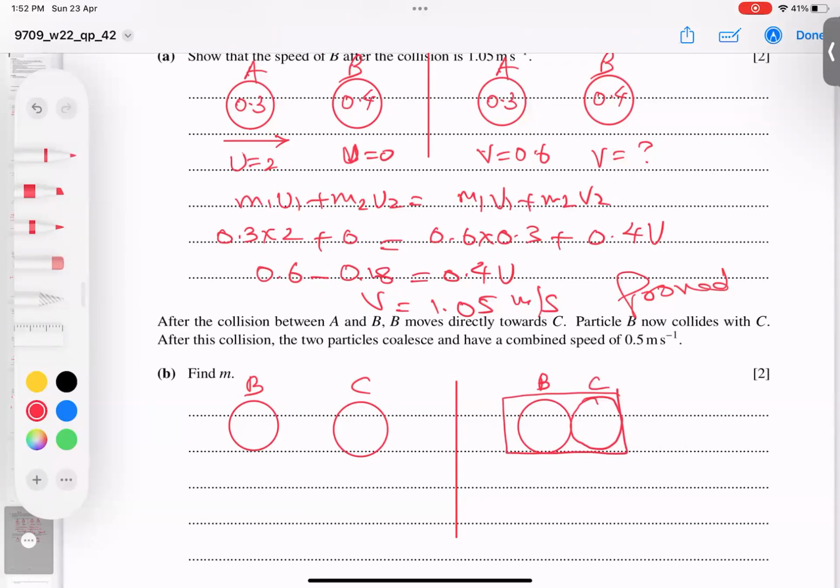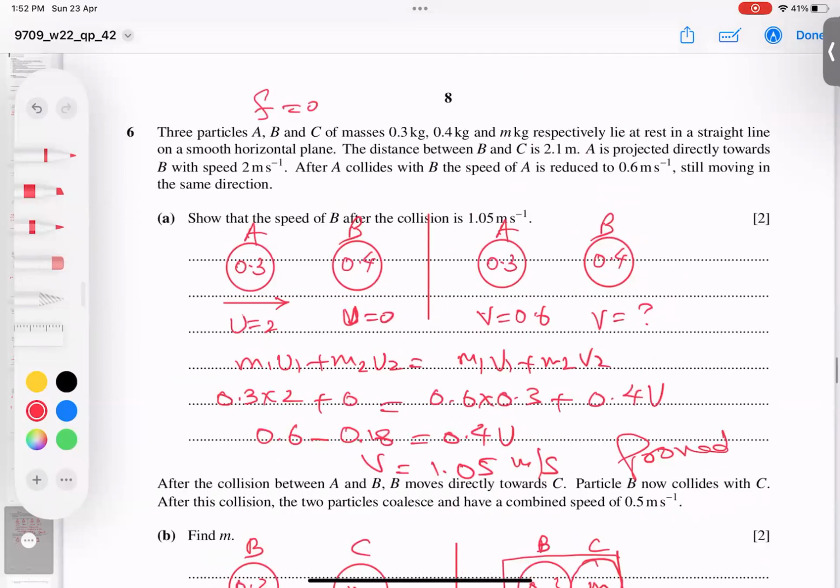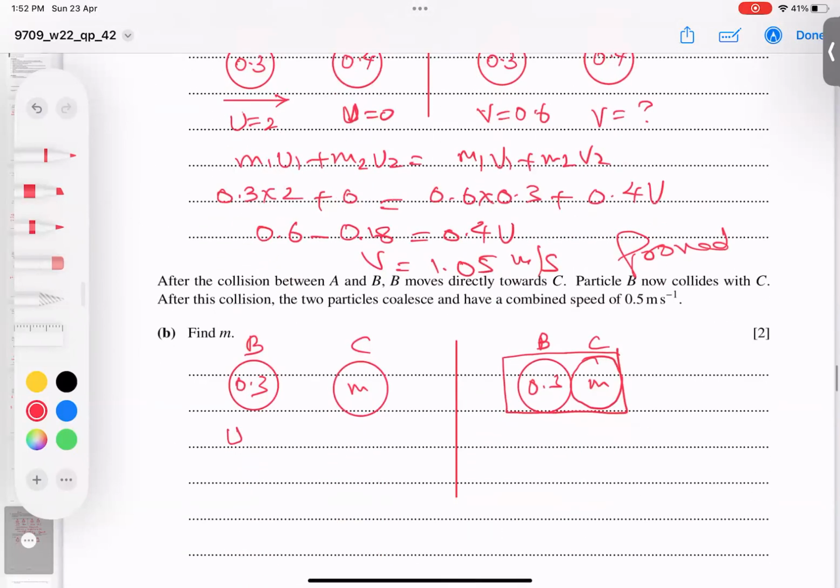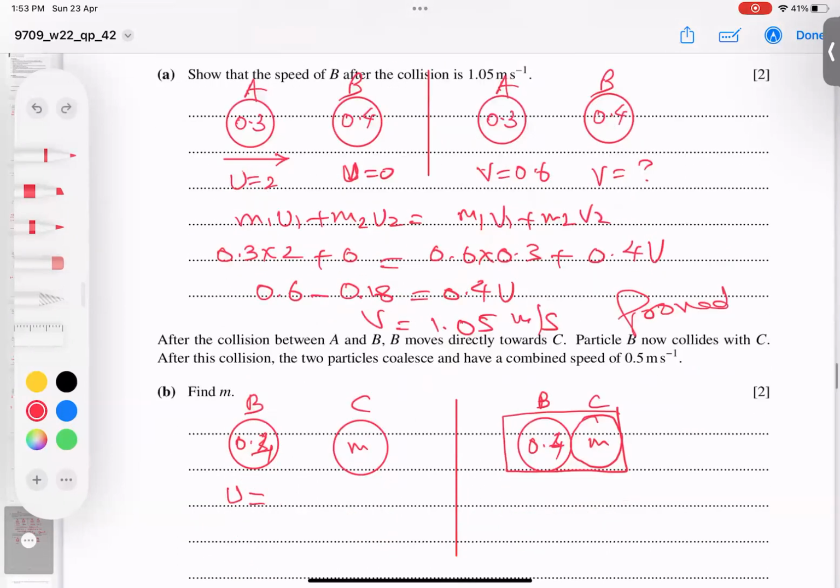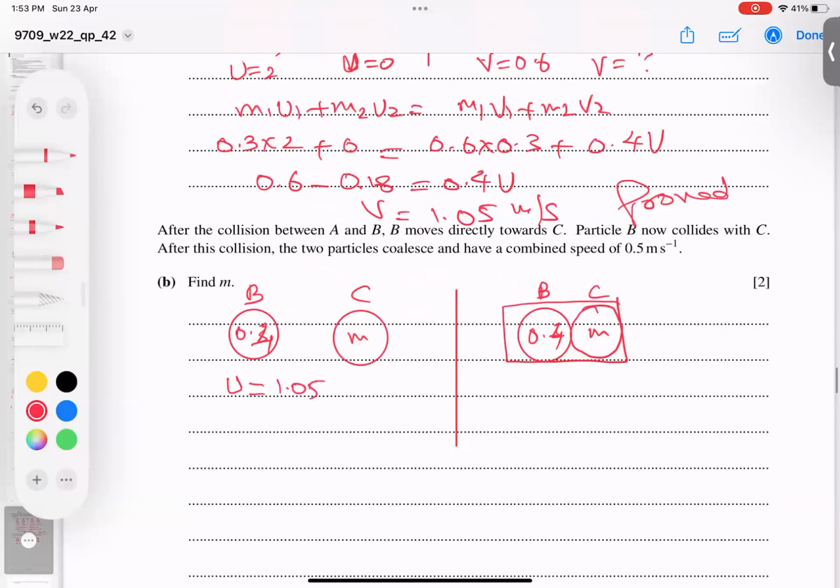And this velocity of B will behave as the starting velocity. This mass is 0.3, let me check. Yeah, no, sorry, 0.4. This is 0.4, and this is m mass. Further, you know that the starting speed of B after the collision is 1.05. So there's 1.05, whereas this velocity is 0, and after that they move with the same velocity 0.5.